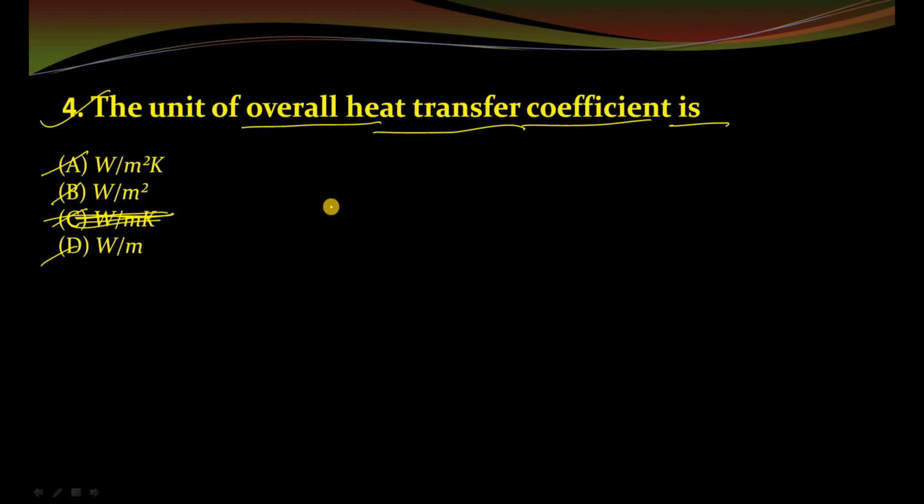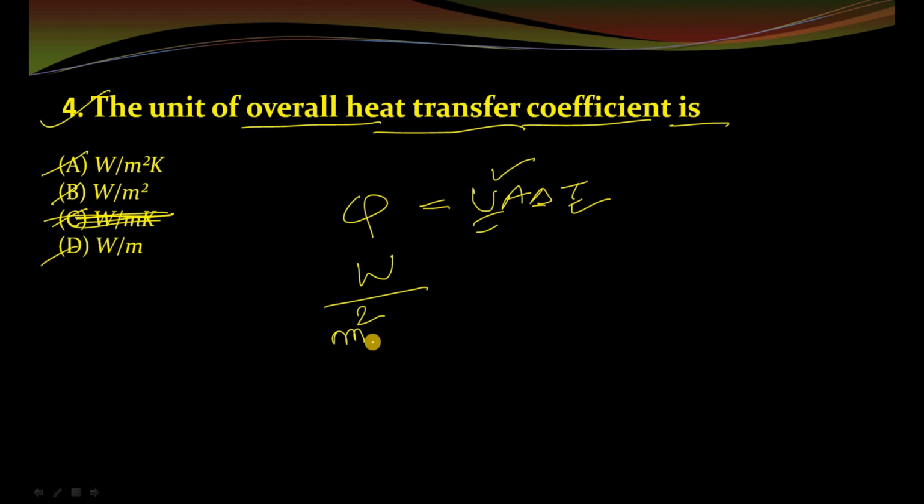Then if we talk about Newton's law, and we have to write Newton's law with respect to the overall heat transfer coefficient, I simply write Q is equal to U A delta T, right? So here we can simply find what the unit of U will be, and this U is the overall heat transfer coefficient. The unit of Q is watt. The unit of A, that is the area, is meter square, and the unit of temperature, that is in absolute scale, is Kelvin.